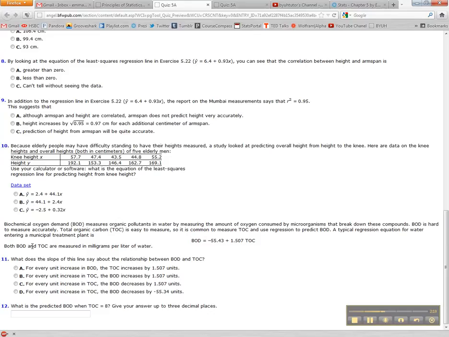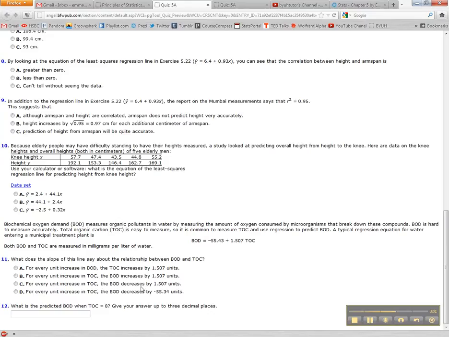So the question is, both BOD and TOC are measured in milligrams per liter of water. What does the slope of this line say about the relationship between BOD and TOC? All right, so every time you add a TOC, it changes by a measure of 1.507. What I mean is you do 1.507 times 1 TOC, then 1.507 times 2 TOC, that's 1.507 plus another 1.507. So that's the relationship between slope and 1.507. For the changes you make in TOC, it increases by this measure, this positive slope of 1.507.